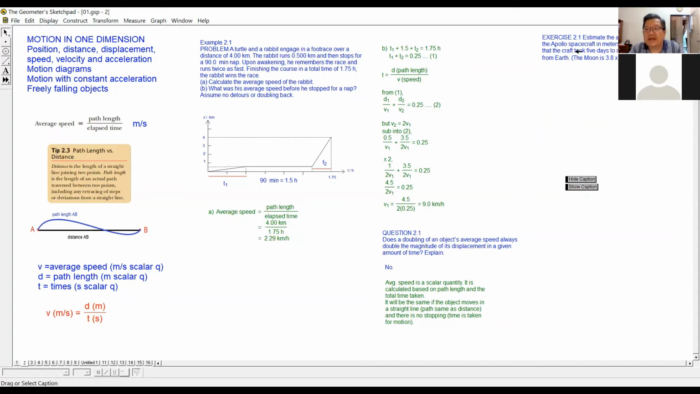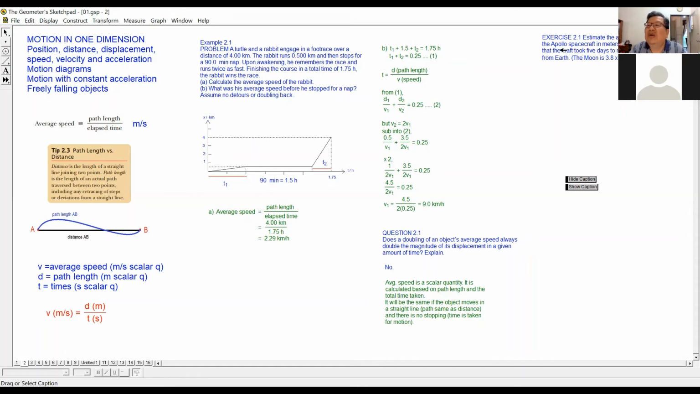Then you read this exercise 2.1. Estimate the average speed of the Apollo spacecraft in meters per second, given that the craft took 5 days to reach the moon from Earth. The moon is 3.8 times 10 to the power 8 meters from Earth. If you want to calculate the average speed, first you take the change in the distance or the path length, and divide by the time.